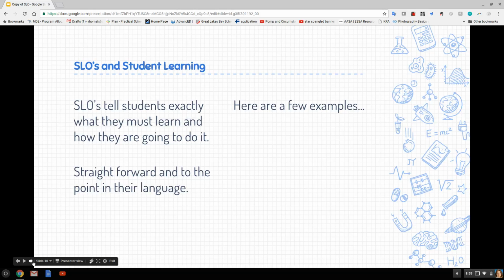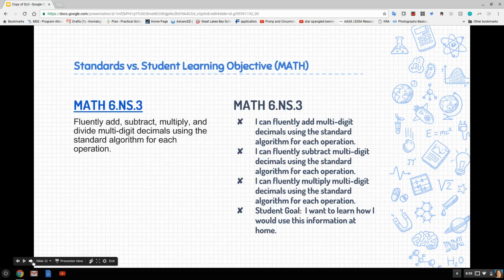And this is what really provides students with a GPS in regards to what exactly you want them to do. So here's an example of 6th grade math. And as you can see, here's the Common Core standard for numeracy. Fluently add, subtract, multiply, and divide multi-digit decimals using the standard algorithm for each operation. As an English teacher, I have no idea what that just said.